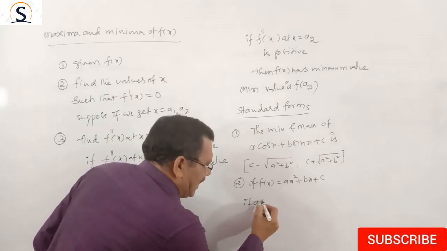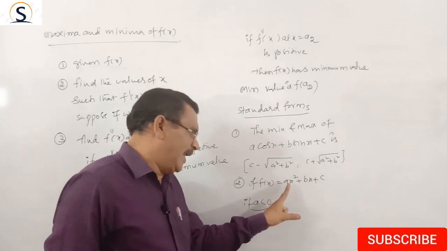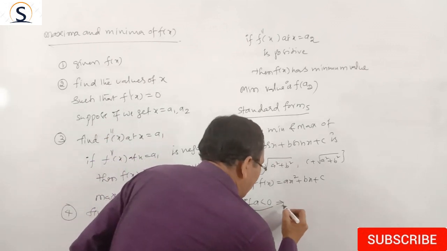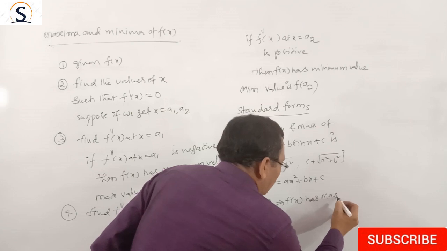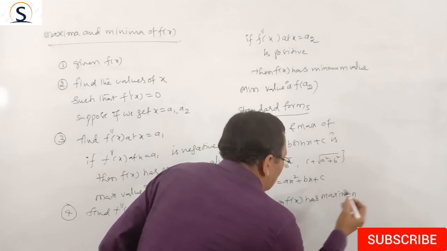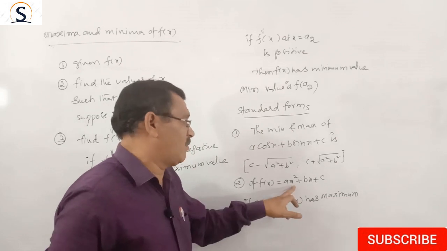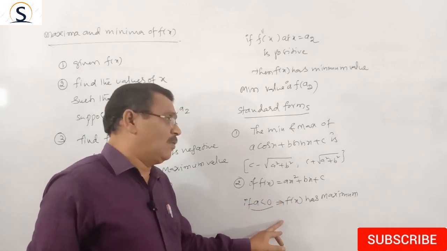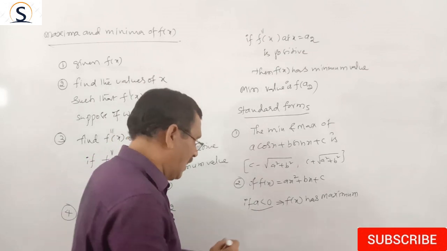If a is less than 0, if the x square coefficient is negative, you have a maximum. This implies f(x) has a maximum. So this function has a maximum value when the x square leading term coefficient is less than 0. Now at which point is it maximum and what is the maximum value?